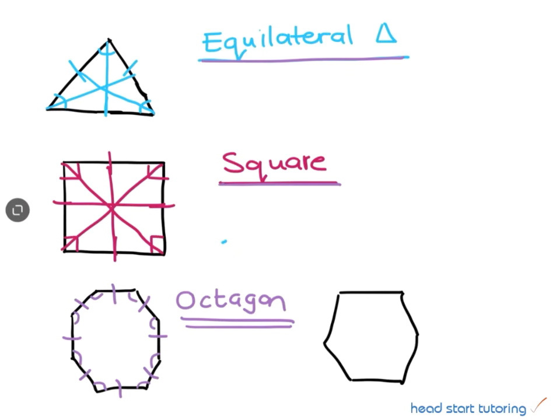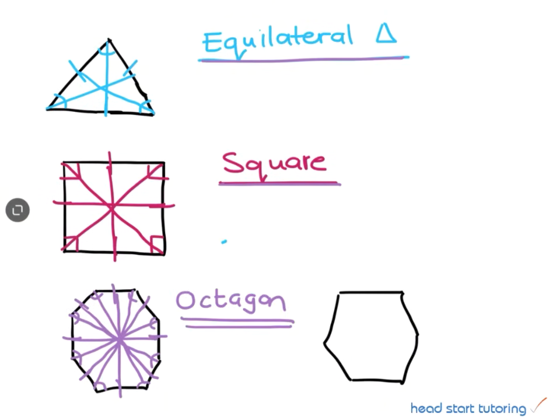Right, so a regular octagon has 8 equal sides and 8 equal angles. It will therefore have 8 lines of symmetry. So we go from corner to corner, or from angle to angle rather, so that there's 4, and then we go from side to side. Again, if this was drawn more accurately, you would be able to see your lines of symmetry more accurately as well.